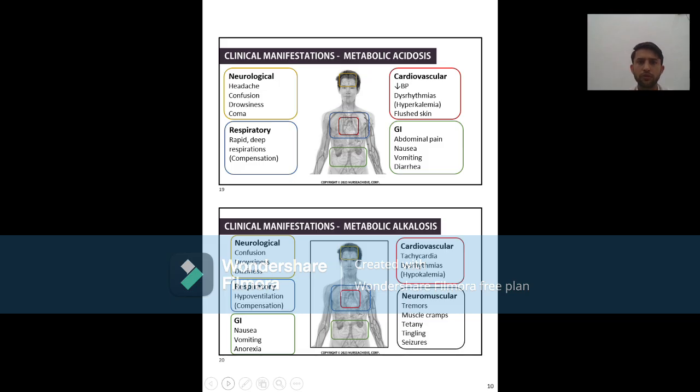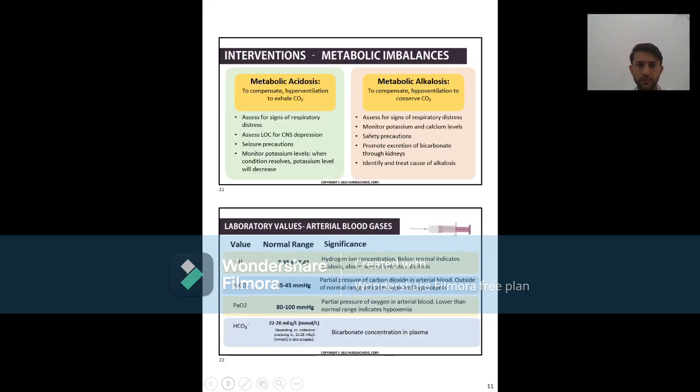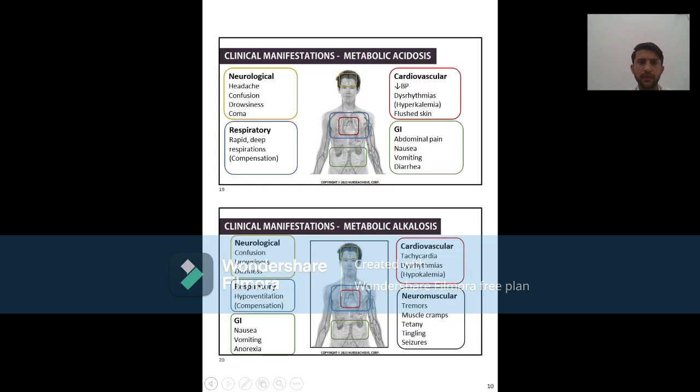We also have some clinical manifestations, as we discussed earlier: neurological conditions, cardiovascular conditions. In metabolic acidosis, neurologic conditions such as headache, confusion, drowsiness, and coma are common. Respiratory: rapid, deep respiration as compensation due to the acidic environment. Cardiovascular: decreased BP, dysrhythmia, hyperkalemia, flushed skin. GI: abdominal pain, nausea, vomiting, diarrhea. These are some of the clinical manifestations of metabolic acidosis.